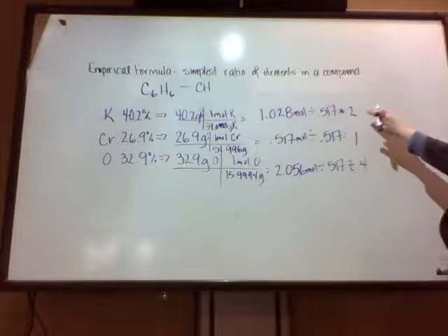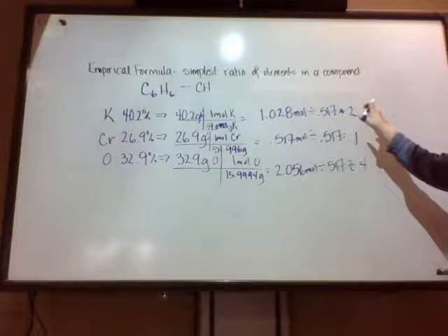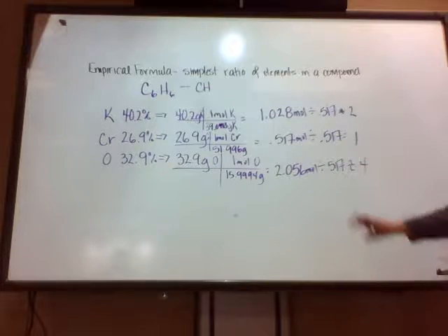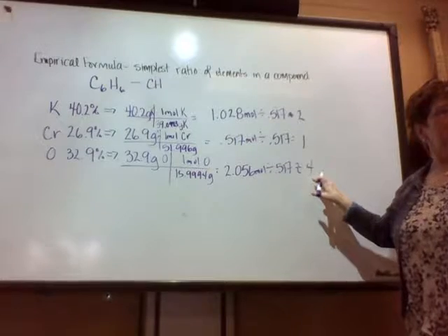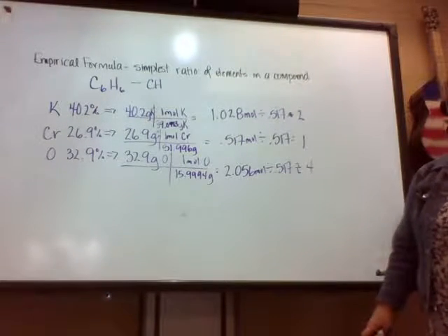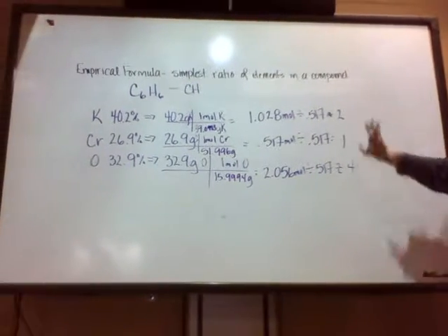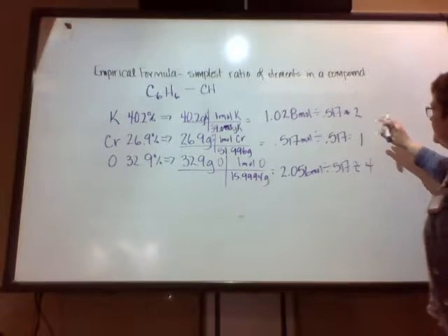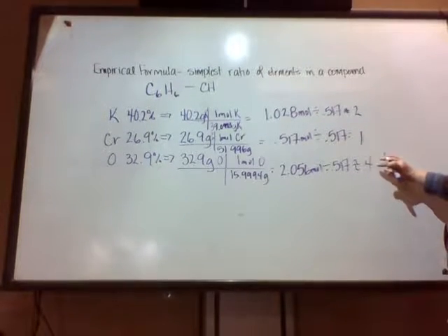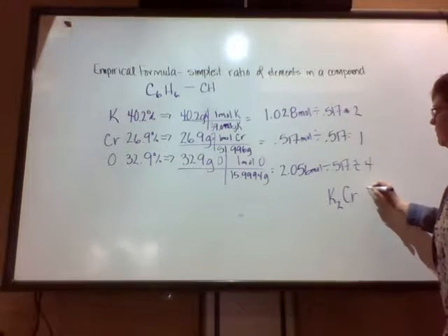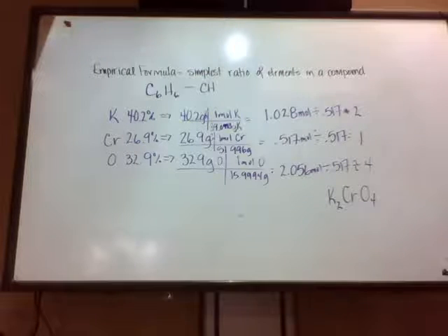Okay, this number that I got was like 1.9997, whatever. So that's really an approximation of 2. This one was 3.9967, which is a close approximation to 4. So now I have some nice whole numbers to work with, thank goodness. That means that in this case I have 2 potassiums, 1 chromium, and 4 oxygens. Potassium chromate. That's a compound I have.